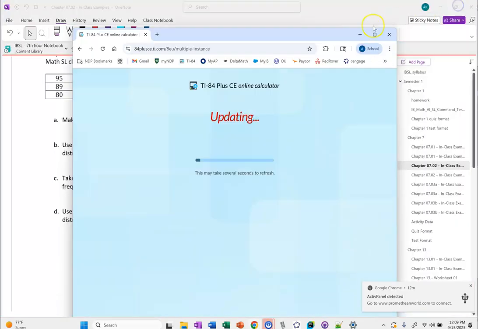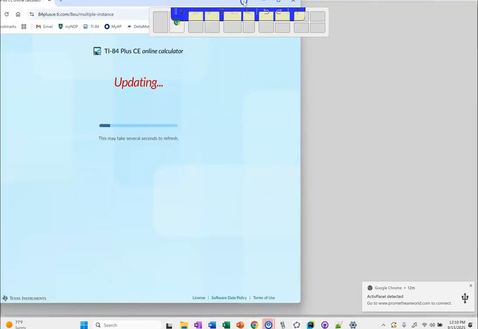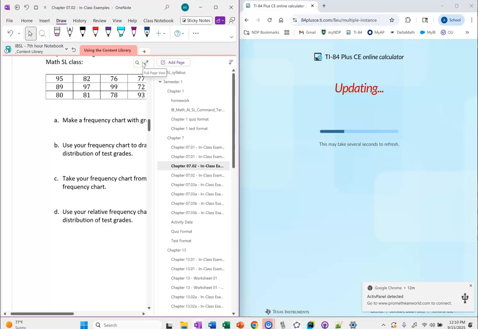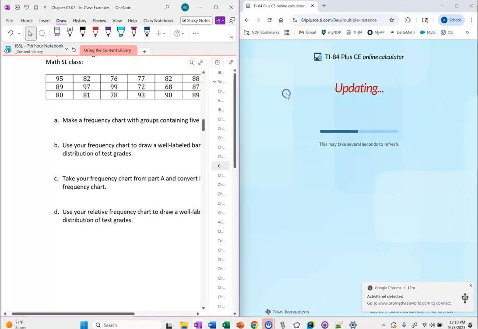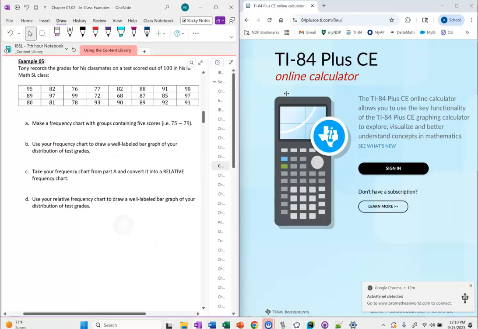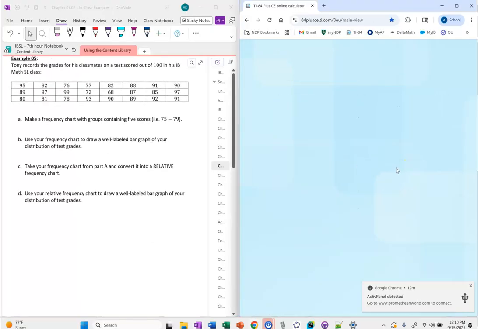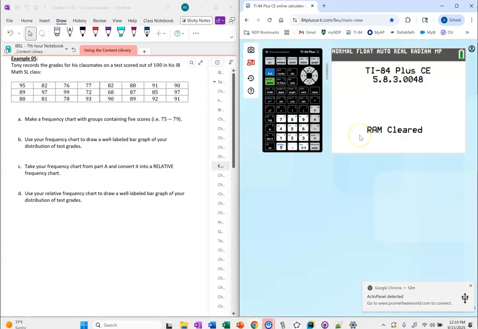Actually, I'm going to have to do this. And now this takes a million years. I forgot how long this stupid thing takes. I should have had this thing up and going.